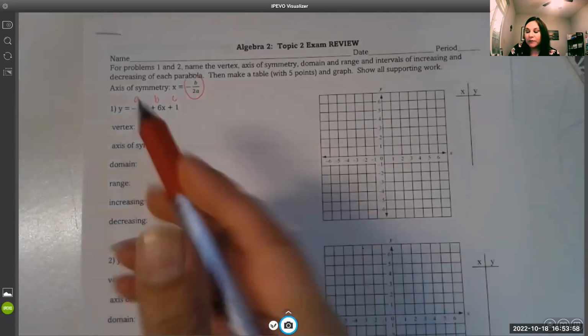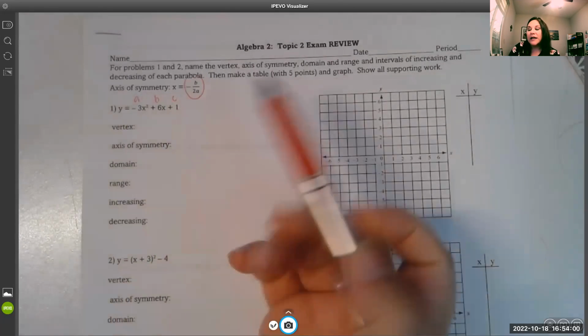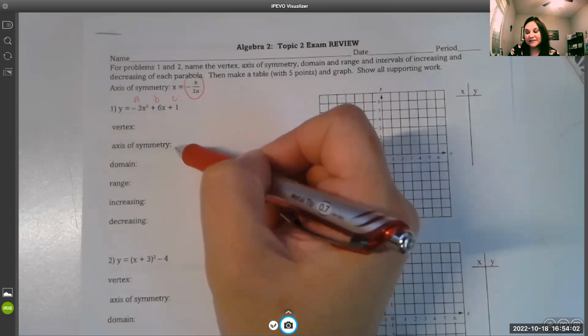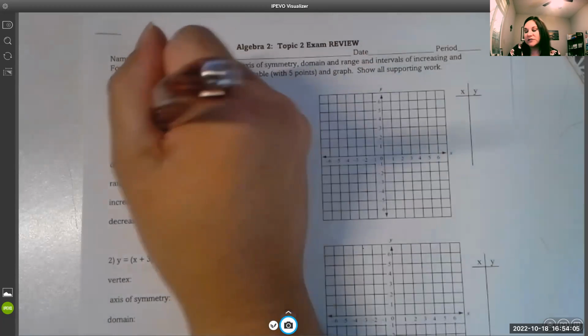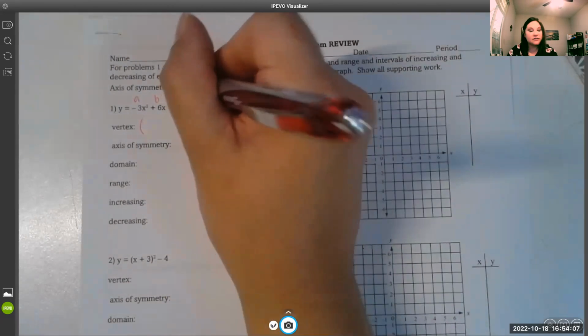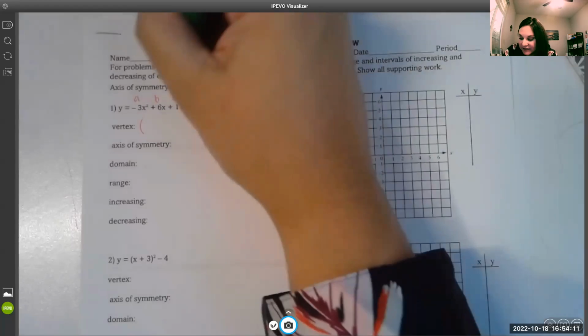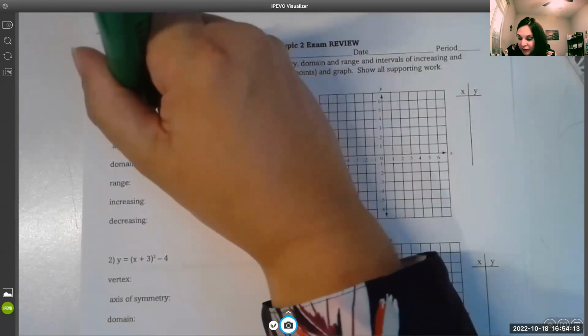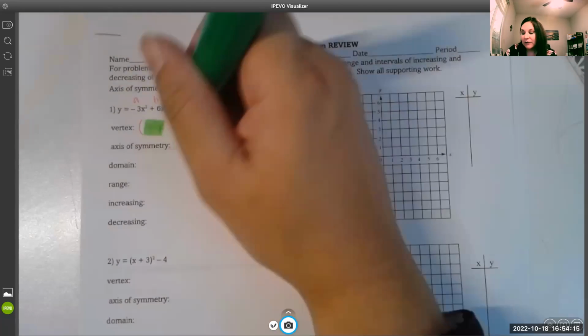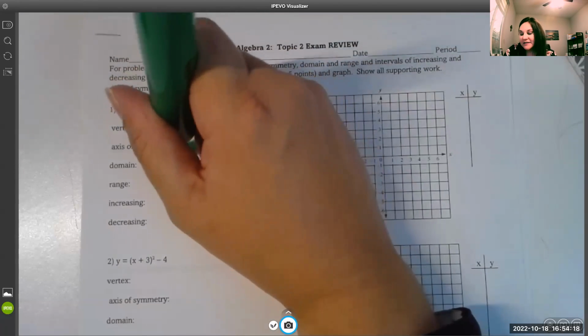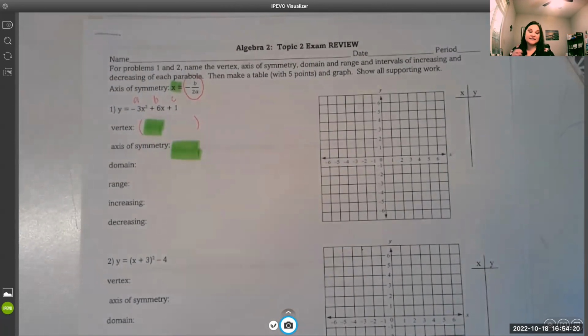It is the formula that was given to you on your benchmark, and it is how you can find the axis of symmetry, but it is also the x coordinate of the vertex. So when it says x equals, the x equals is going to be what you will use for the vertex of your graph, and it will also be what you write as the equation for the axis of symmetry.